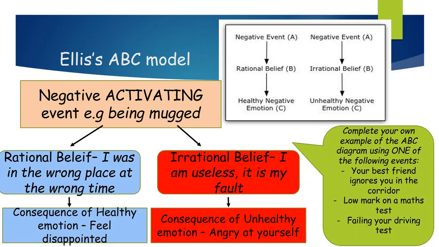What I'd like you to do now is to complete your own example. Okay, and of course you can pause the video now and go back through sections of the video if you want to then add to your notes in your booklet, or add further additions and annotations to the notes that you've made already. So have a go at completing your own example of the ABC model. You could use the following events: your best friend ignores you in the corridor, you've got low marks on the maths test, failing your driving test, any of those, or a different example of your own, and try and use this model to explain what would happen for a depressed person versus a non-depressed person. So have a go and just pause the video and have a think about that task.